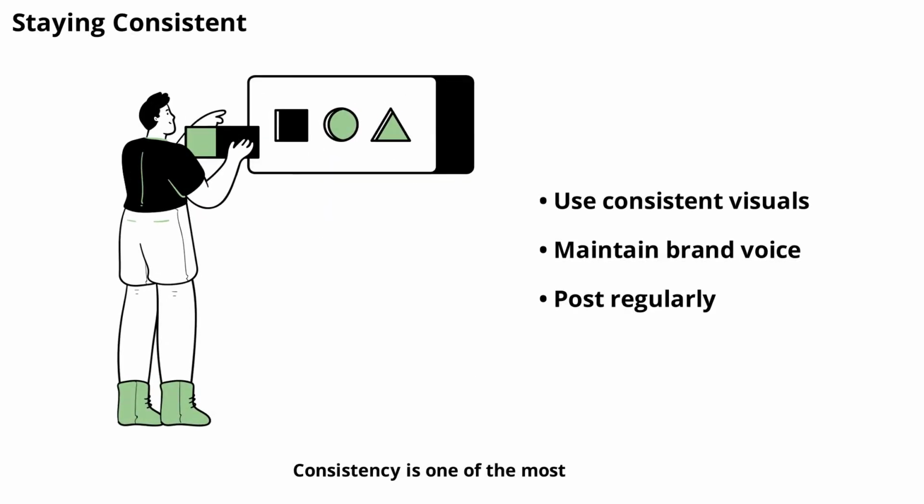Consistency is one of the most important factors in building a strong brand. Use the same colors, fonts, and messaging across all platforms. Post regularly and maintain your brand's voice in every interaction. Consistency builds recognition and trust, making your brand more memorable and reliable in the eyes of your audience.